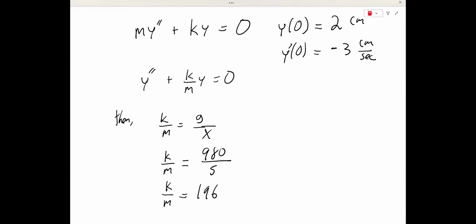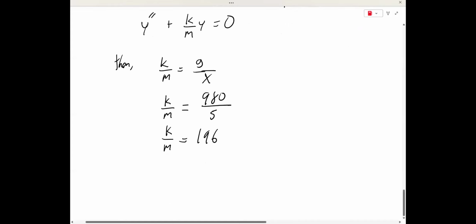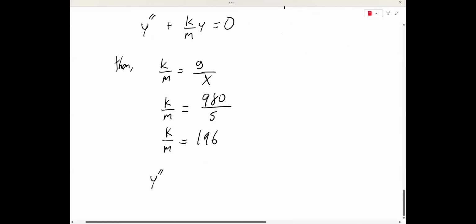Okay, so anyhow, got that. And okay, so now we get the differential equation here. So we got y double prime plus 196y equals 0.